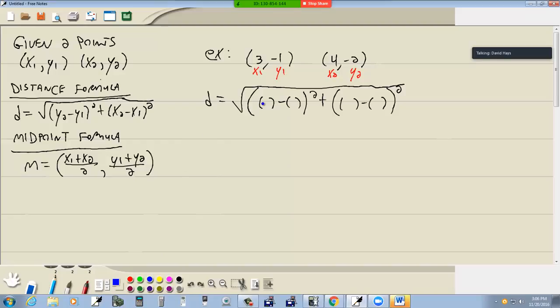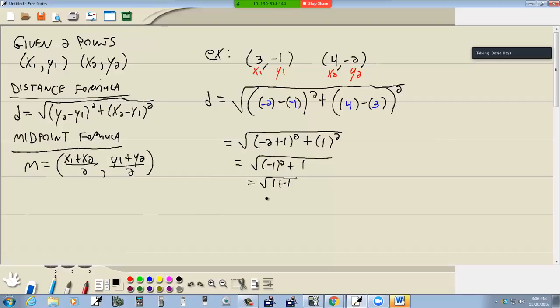We said y2 is negative 2. We said y1 is negative 1. We said x2 is 4. And we said x1 is 3. So then we got negative 2. Negative negative gives me a positive 1 squared plus 4 minus 3 is 1 squared. Negative 2 plus 1 is negative 1 squared plus 1 squared is 1. Negative 1 squared is 1, so we got 1 plus 1 or the square root of 2.